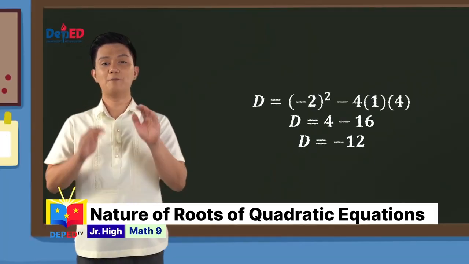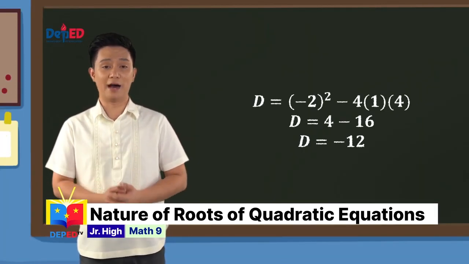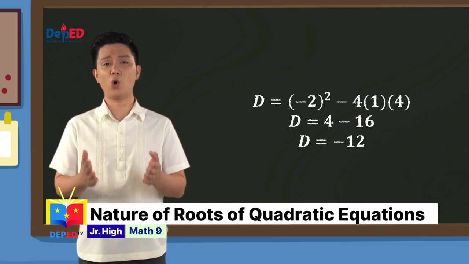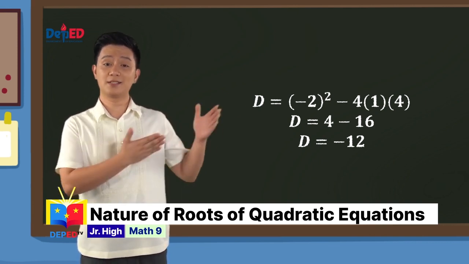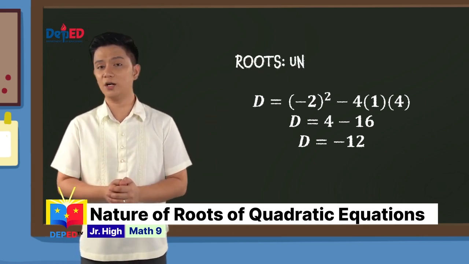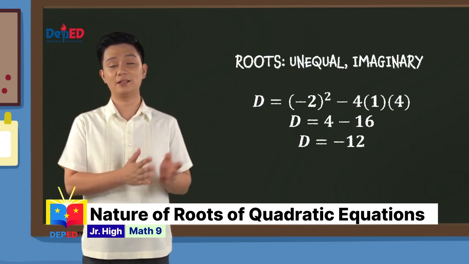Time is up. Pen down. The value of the discriminant is negative 12. It is negative or less than 0. See the computation. Hence, the roots are unequal and imaginary.